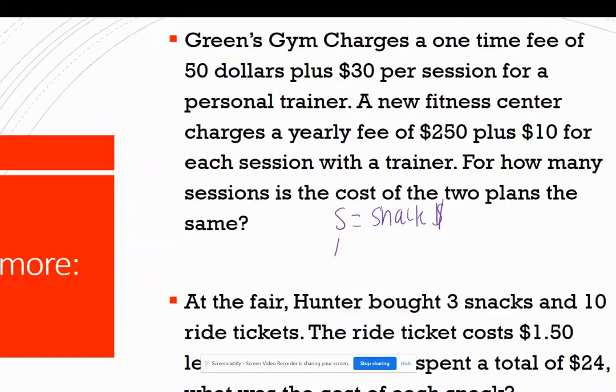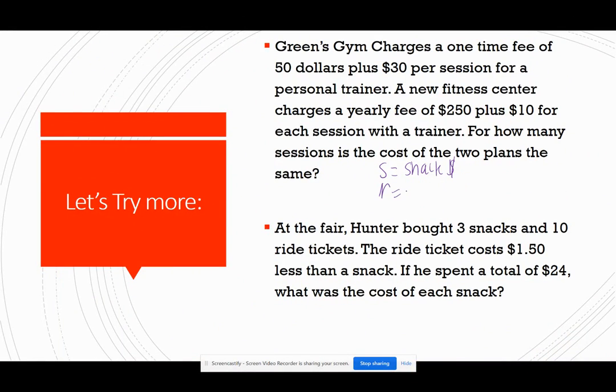10R, where R equals the ride cost, so the ride price. So we did 3 snacks and 10 rides to equal $24. Now we have the ride ticket equaling $1.50 less than the snack. So we know $1.50 less than means S minus 1.50.